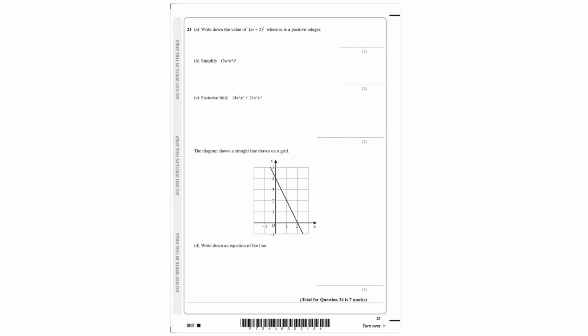Write down the value of m plus 2 to the power of 0, where m is a positive integer. Any positive integer here, no matter how great, to the power of 0, will simply equal 1.